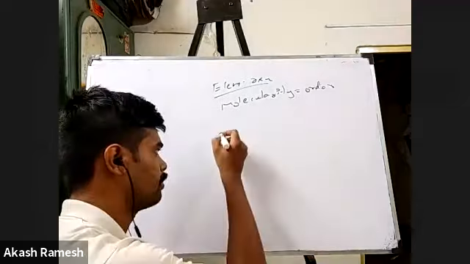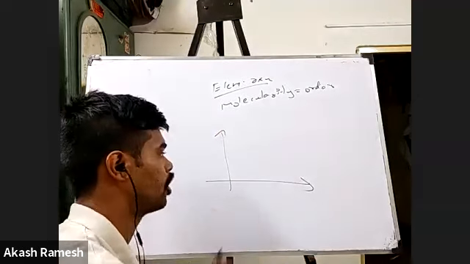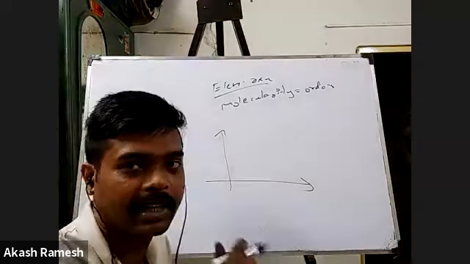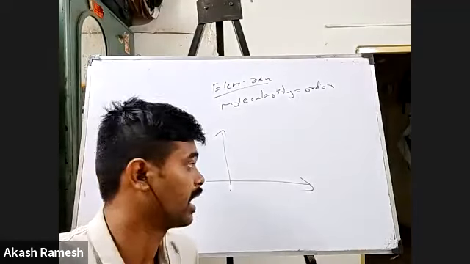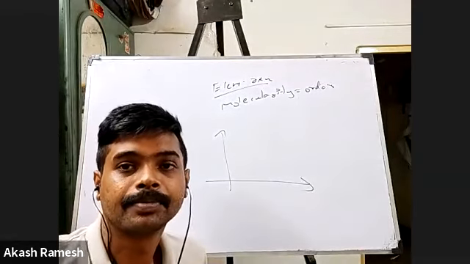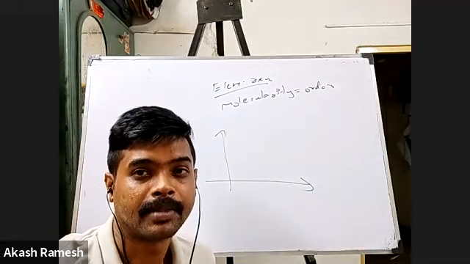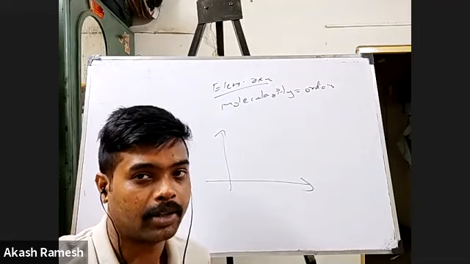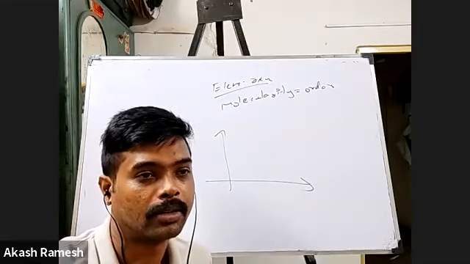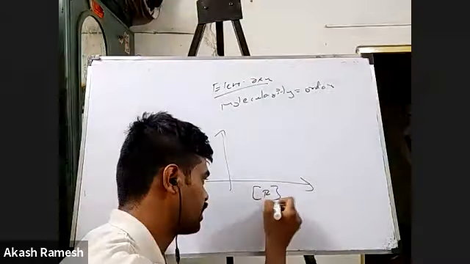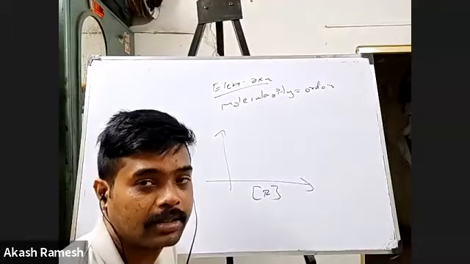Through the graphical method, if I want to determine the order, tell me what will come on the x-axis and what will come on the y-axis. If I need to find the order of a reaction with respect to the graph, on the x-axis there will be the concentration of reactants. Good. And on the y-axis we'll have the rate. Good, right? Rate. Correct.